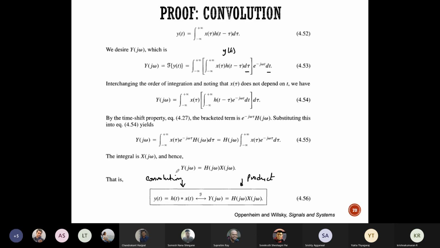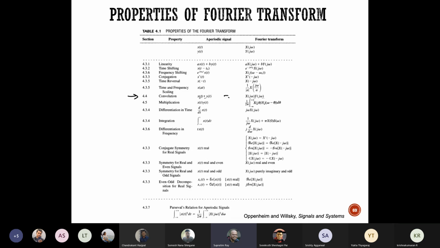Okay. So that's this property here. Convolution in the time domain is a product in the frequency domain.